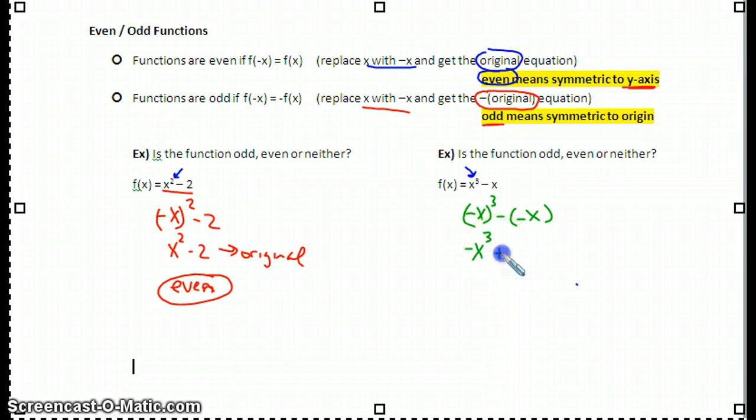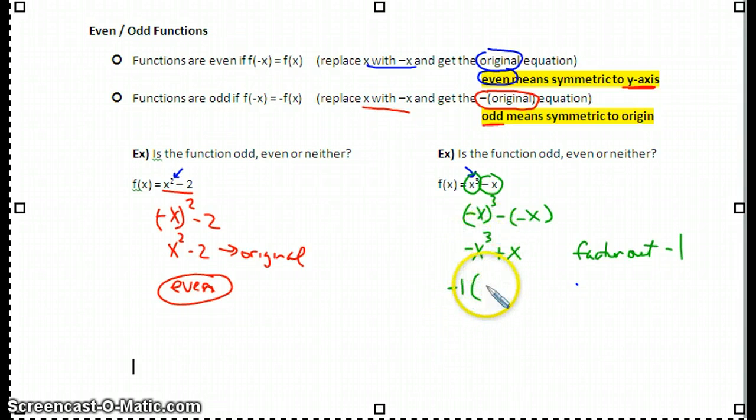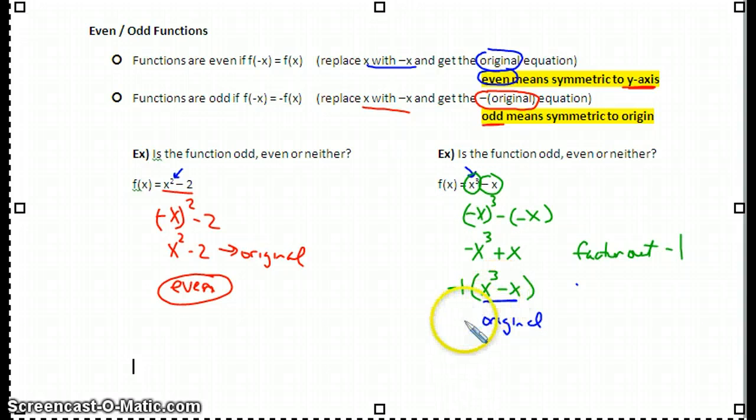This time it would become a plus x. So this is not my original equation, but notice that my original equation has opposite signs. That's positive, and that is negative. So if I factor out a negative 1, that would make this negative x cubed positive, and this positive x negative. And remember that this right here, that's my original. That matches x cubed minus x. So I really have a negative 1 and then the original equation.